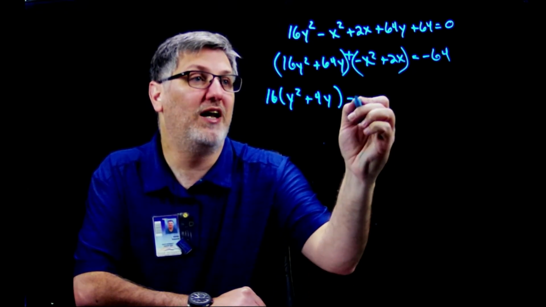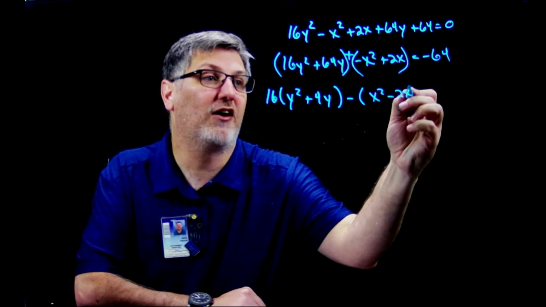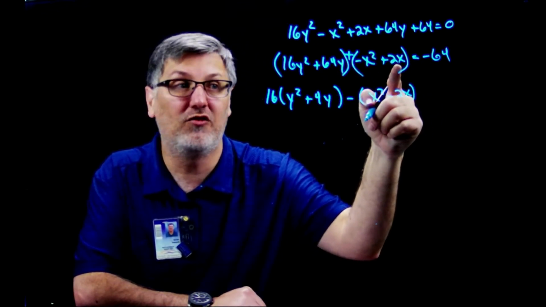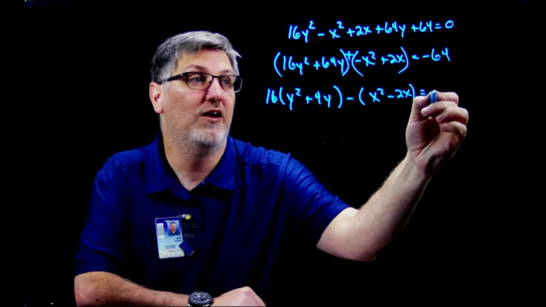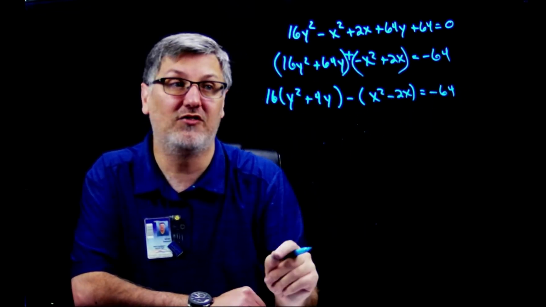So when I take the minus out, I want to get x squared minus 2x, because I have to take a negative out of the x squared. I have to take a negative out of my positive 2x. This is the only way to do it correctly, with the minus, 64. This is why I say do it this way, so you don't mess your signs up.